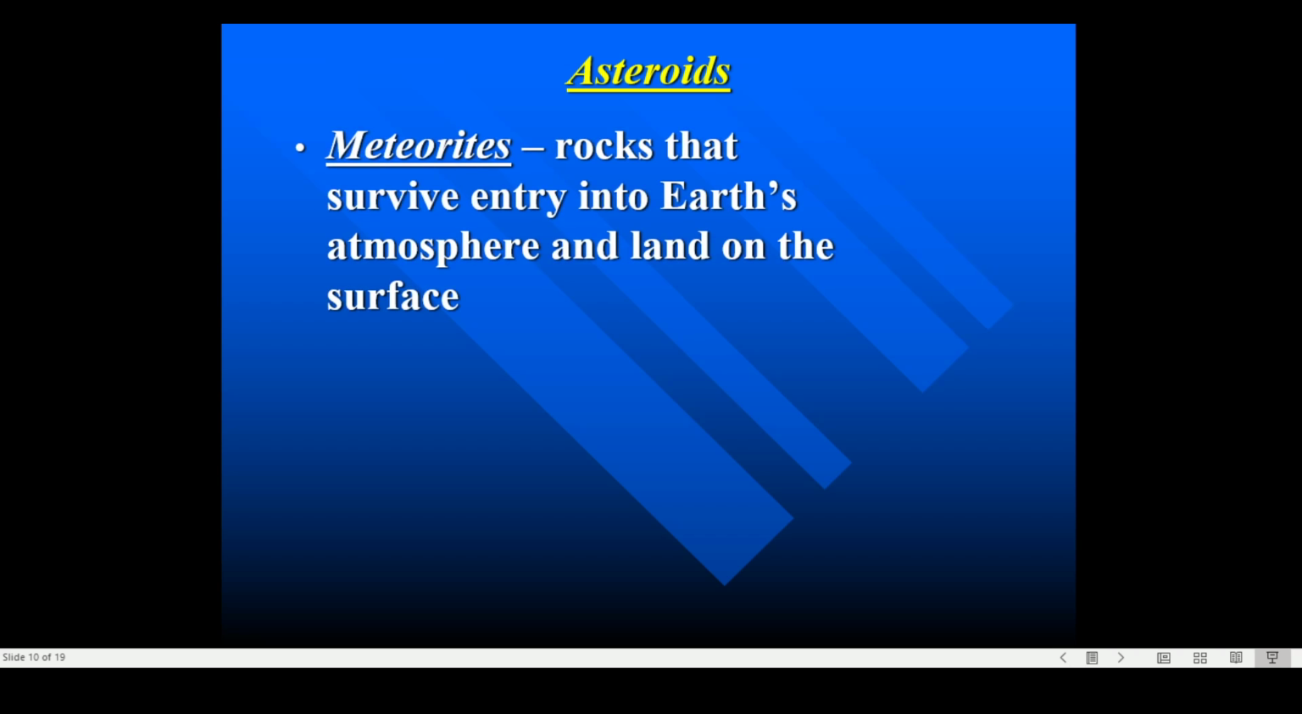Now, meteorites, they're something else entirely. Those are rocks that actually survive. So after that burn, it was large enough so that something survived and made it to the ground. And this is where we have meteorites.